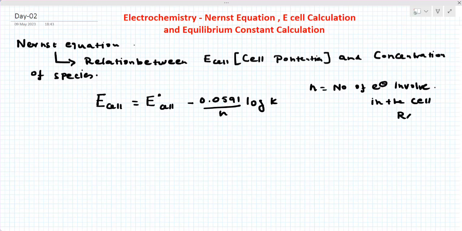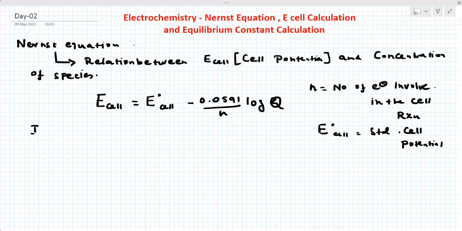Okay, what is E naught cell? The standard cell potential. Listen, please note, when Ecell and E naught cell become equal, now listen. Whenever, you use the initial Q. Okay, what is Q? Reaction quotient.